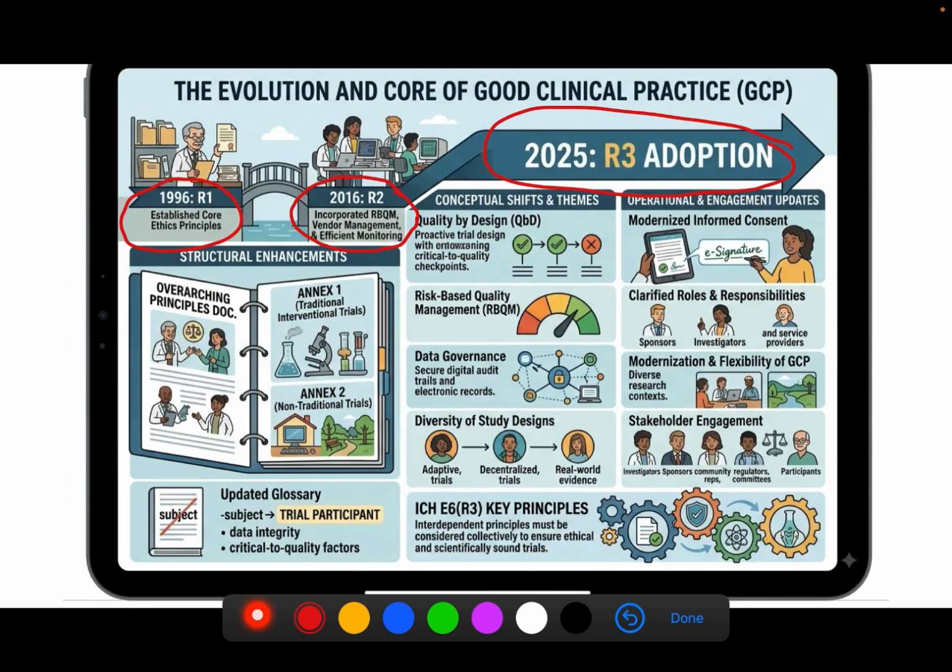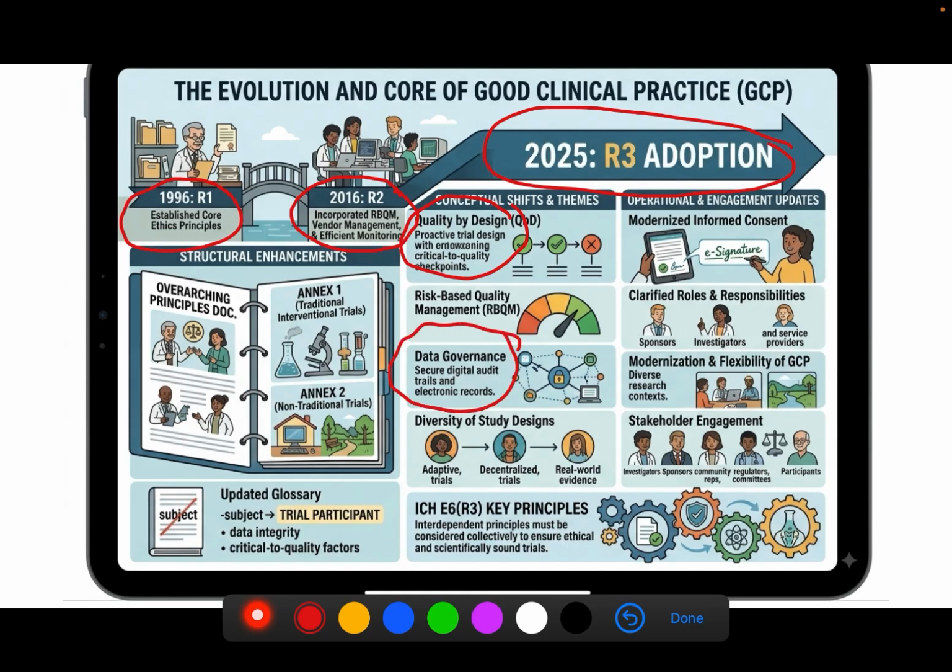GCP guidelines were prepared by ICH, that is the International Council for Harmonization, and this has evolved, as we have talked about, from 1996 till 2025. R3 introduces quality by design, where critical checkpoints are built into a trial before it starts, instead of catching problems after the fact. It also strengthens governance with secure digital audit trails and electronic records.